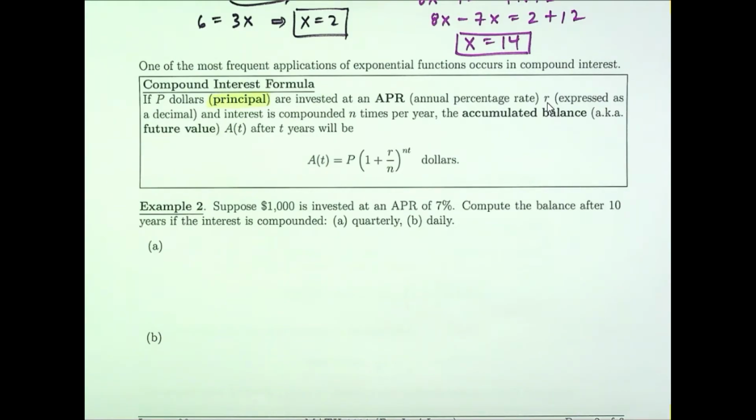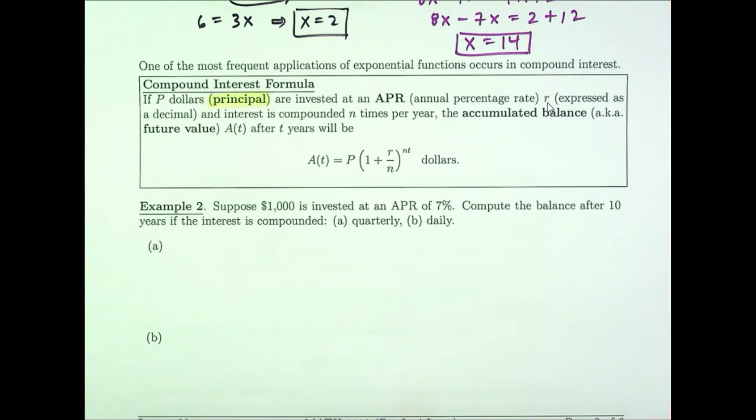So if they say monthly, then there's 12 months in a year, so that means n equals 12, and so on. Whatever the keyword tells you, you can figure out how many times that happens in a year, and that will be the n.